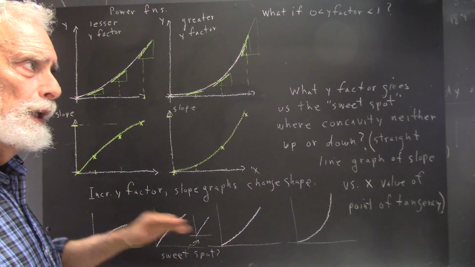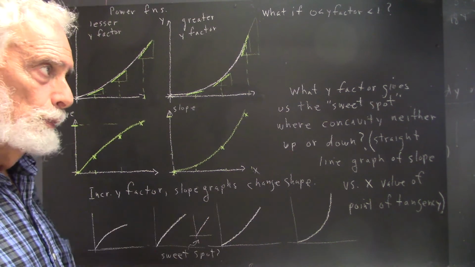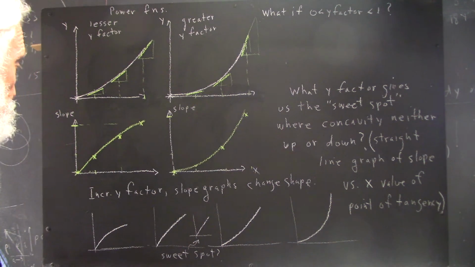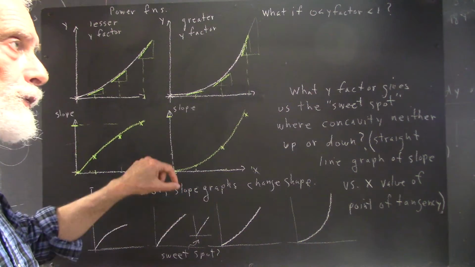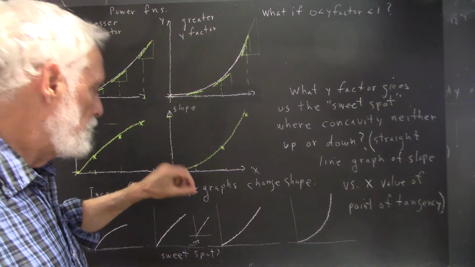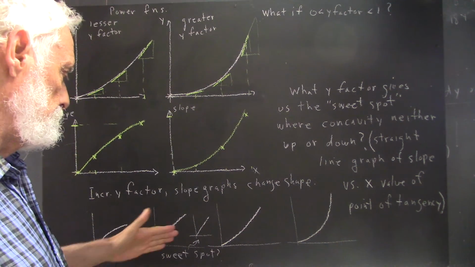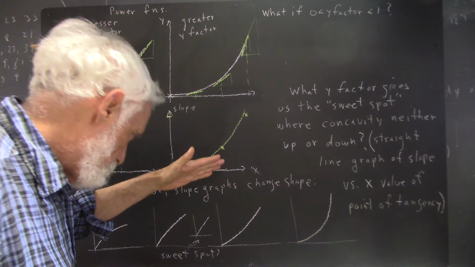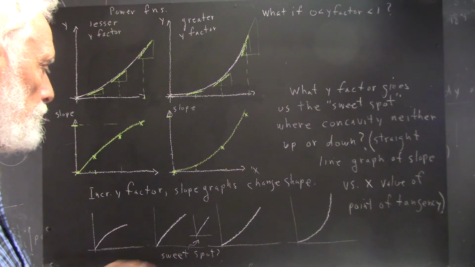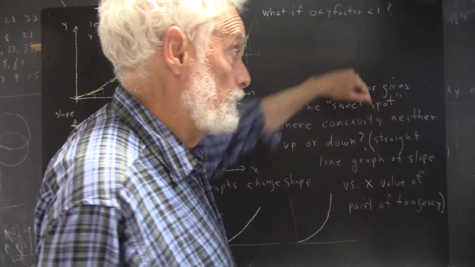be a sweet spot where we have no concavity, no downward concavity and no upward concavity. And that would give us, what, a straight line graph through the origin. So, the question is, is there a sweet spot? Is there a y factor that results in a graph where the slope versus the x-coordinate of tangency graph is a straight line? If so, then what y factor is it that gives us the sweet spot?